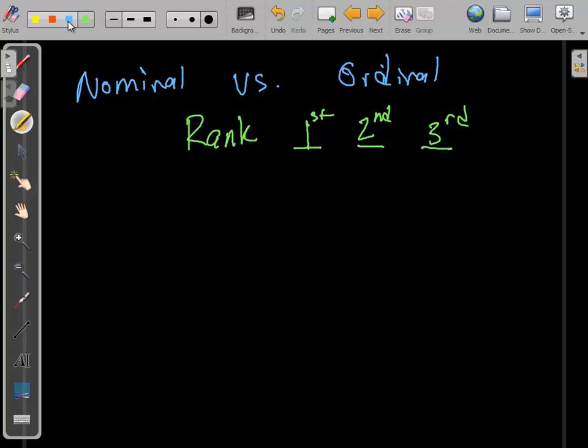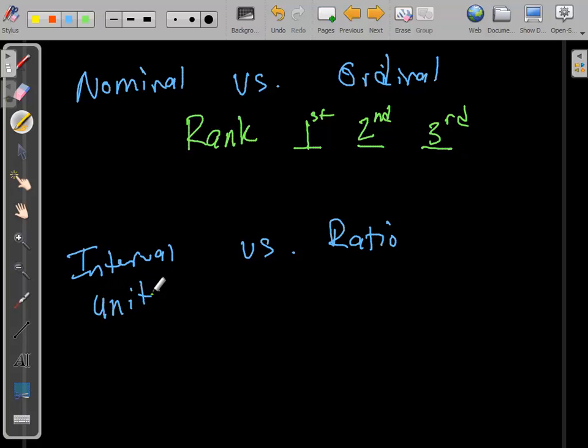Okay, when you want to make the distinction between interval and ratio scales, both of these have to have units. Both of these have to have units.